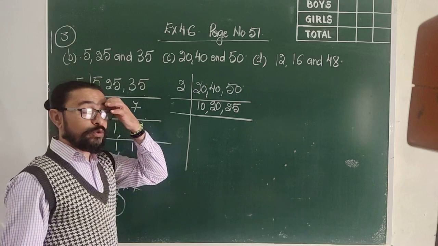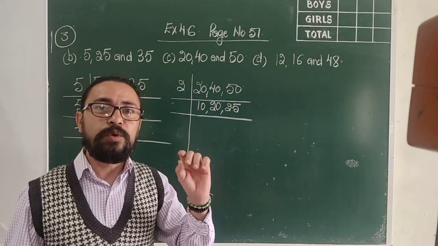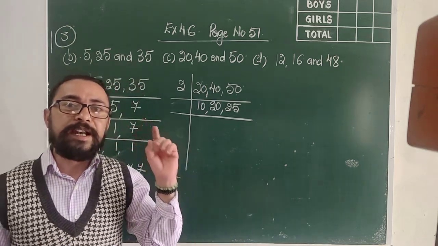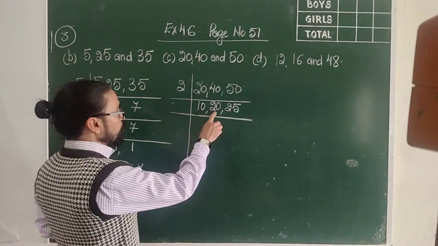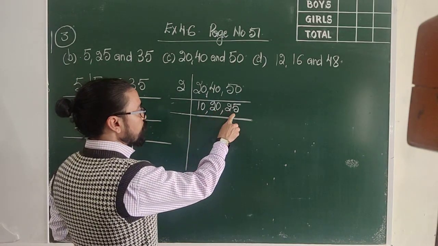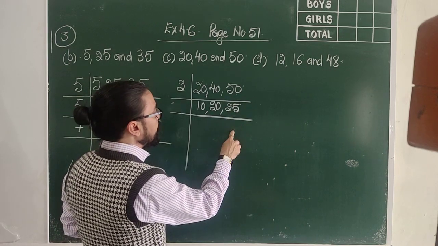Does it still divide by 2? You have to keep on asking yourself, does it still divide by 2? You will go only to the next prime number when none of them are divisible by that particular prime number. 2 divides 10, 2 divides 20. 2 does not divide 25. So this 25 will be copied down. If a number is not divisible, it will be copied down.